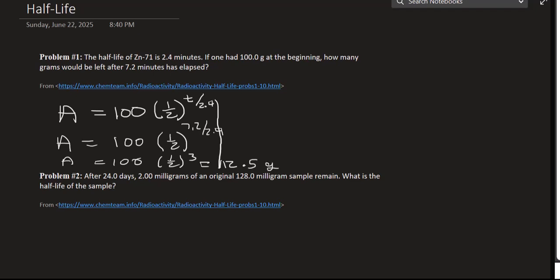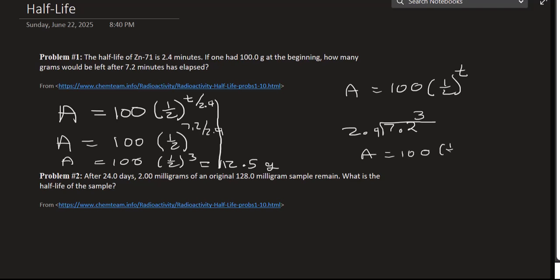The other way to do it is to say that I've got my starting amount times my growth rate to the time, and I just need to figure out how many time periods I have. My half-life is 2.4, and I've had 7.2 minutes. So 7.2 divided by 2.4 is 3. So I have 3 half-lives. So our amount is 100 times 1/2 to the 3rd, which is 12.5 grams.